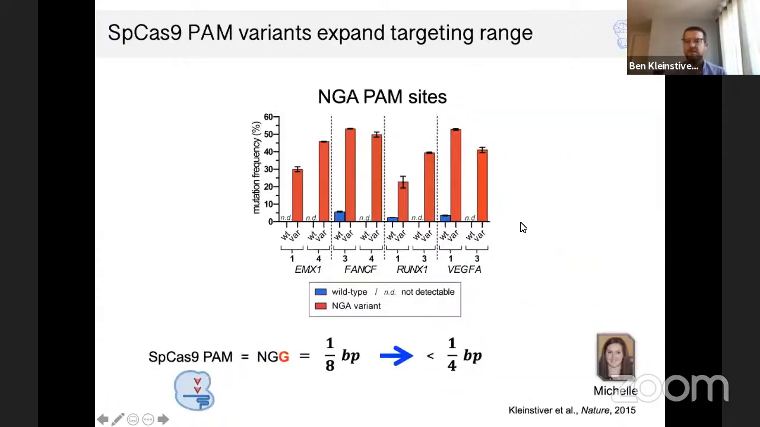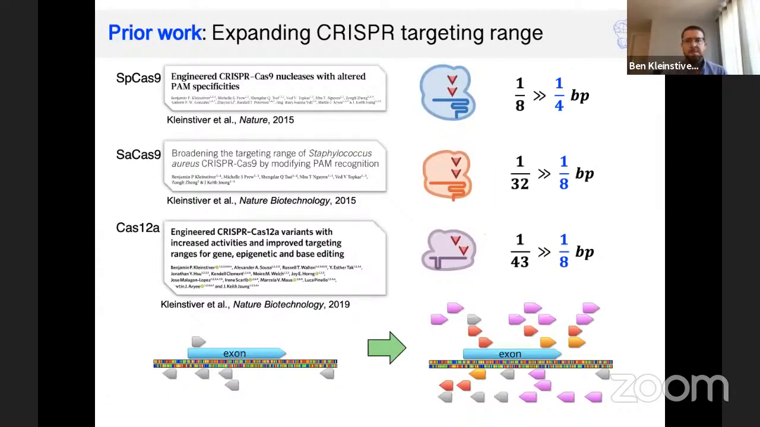So the consequence of this work was that we essentially doubled the targeting range of genome editing with Cas9, because where the wild type SpCas9 could recognize NGG, we had now engineered this variant that could recognize NGA. So we basically doubled the targeting range of Cas9. That work was described back in 2015.